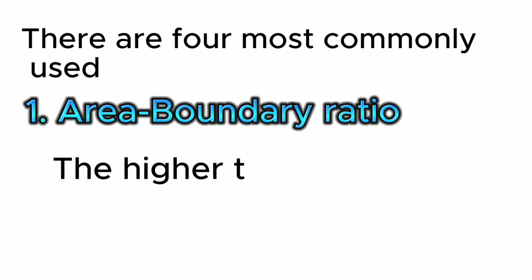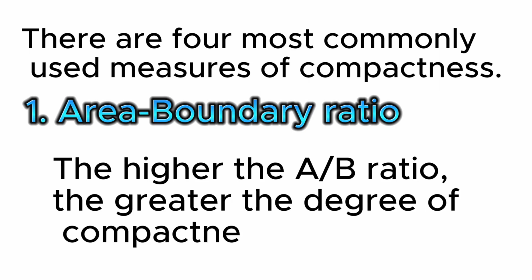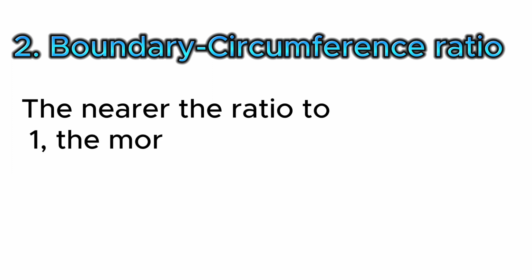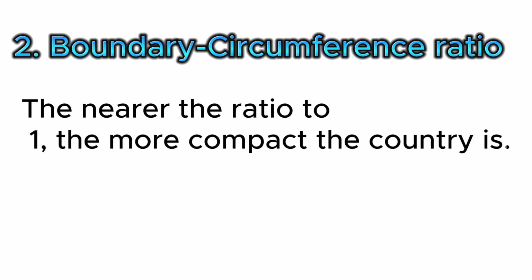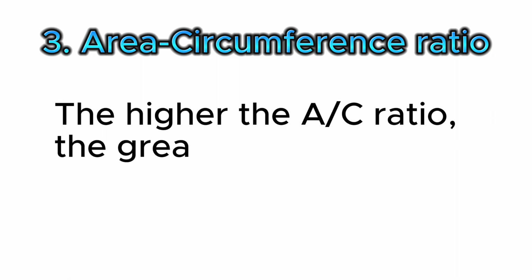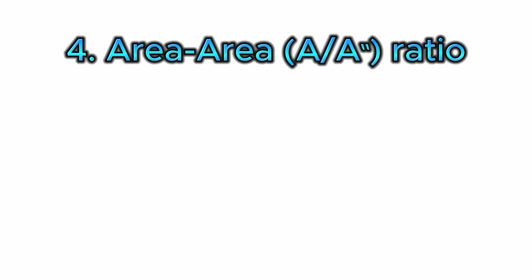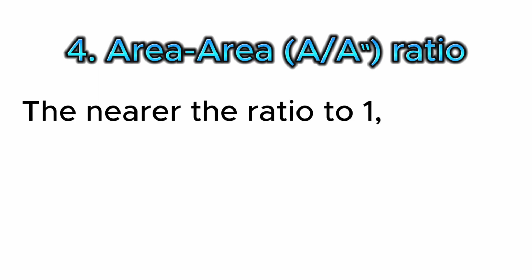There are four most commonly used measures of compactness. These are: 1. Area boundary ratio. The higher the area boundary ratio, the greater the degree of compactness. 2. Boundary circumference ratio. The nearer the ratio to 1, the more compact the country is. 3. Area circumference ratio. The higher the area circumference ratio, the greater the degree of compactness. 4. Area ratio. The nearer the ratio to 1, the more compact the country is.